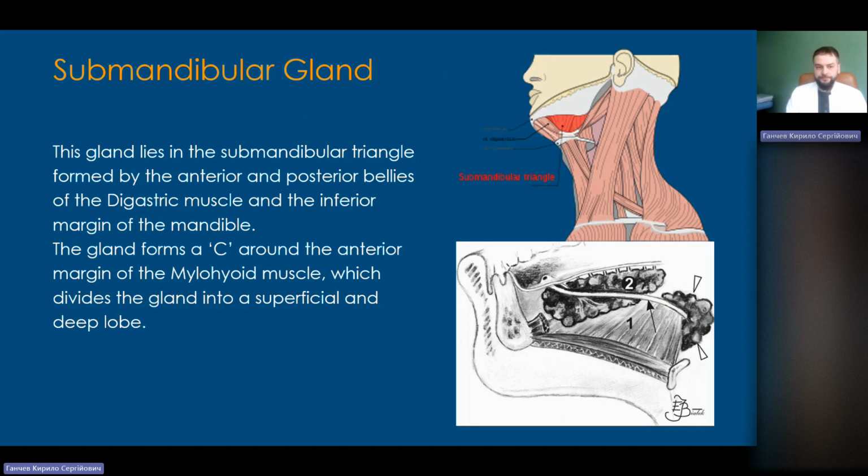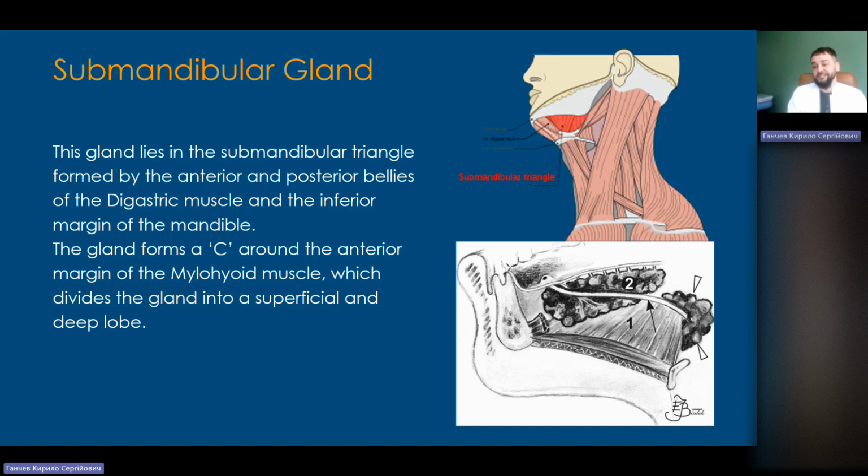Submandibular gland. This gland lies in the submandibular triangle formed by the anterior and posterior bellies of the, not sure how to pronounce that, it's musculus digastricus, okay? Digastric, maybe, not sure. If you know, tell me. Really, I'm going to be thankful for that. We say gastric, so it's going to be digastric.